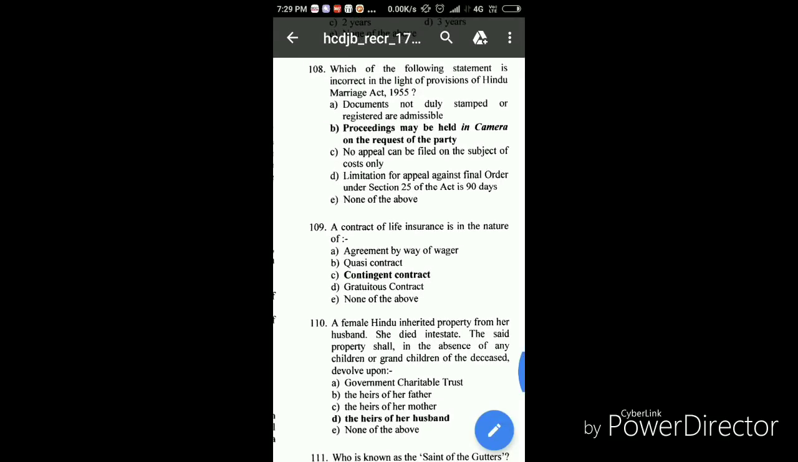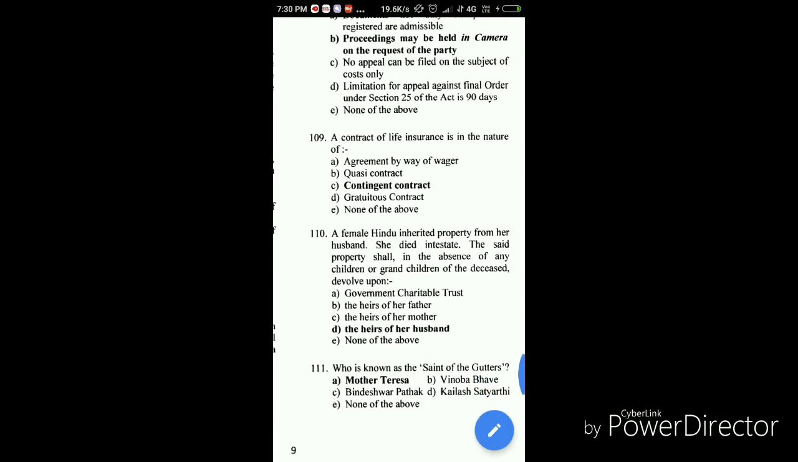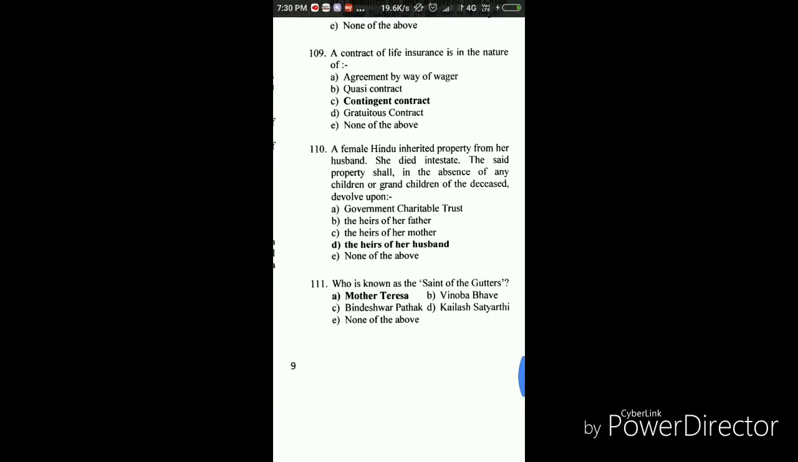Now we move to question number 108, which is from the Hindu Marriage Act. Which of the following statements is incorrect in the light of the provisions of the Hindu Marriage Act? The proceeding may be held in camera on the request of the party. There is no mention that the party will request and the proceeding will be held in camera. Contract of a life insurance is a contingent contract. Absolutely right. Conditional contract, contingent contract. First of all, you have to fulfill that condition, then the contract will be enforceable.